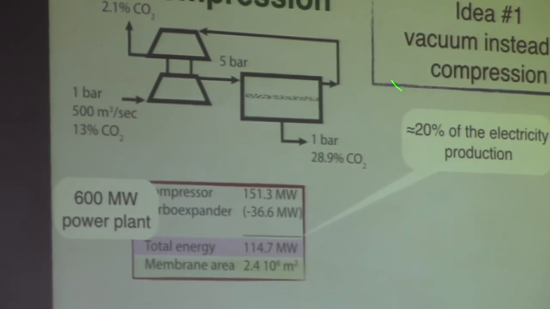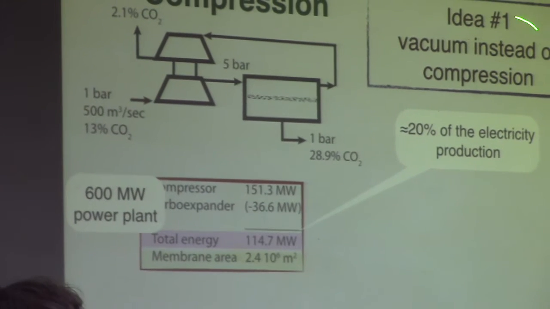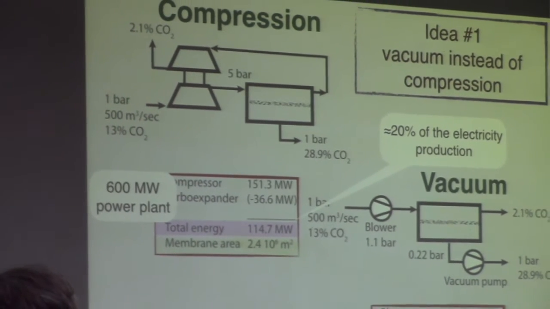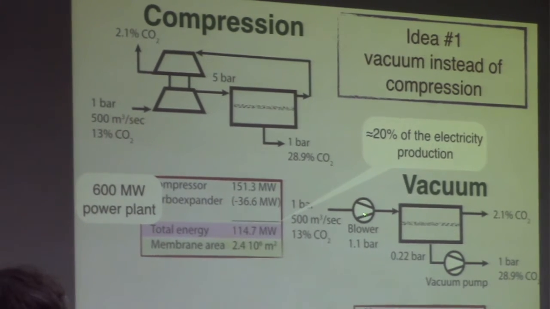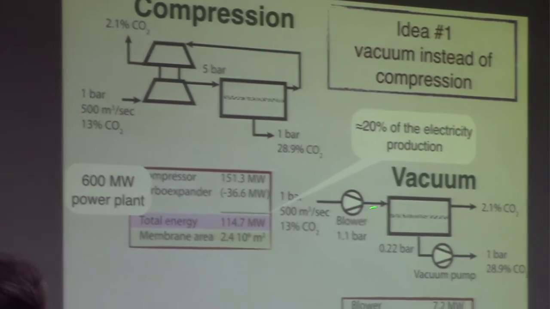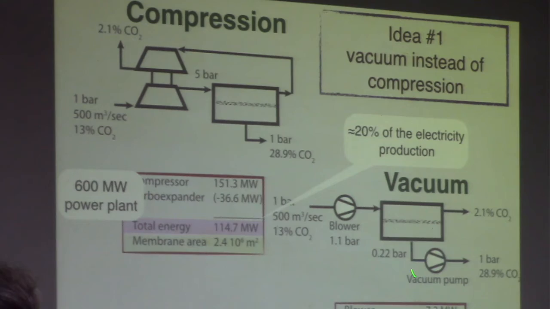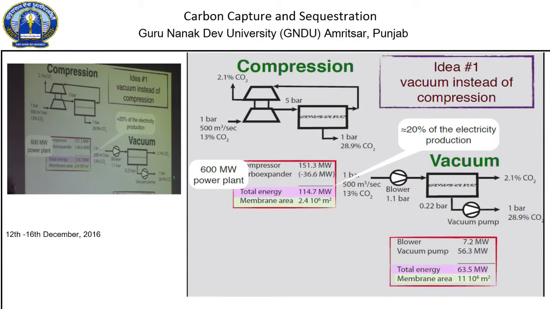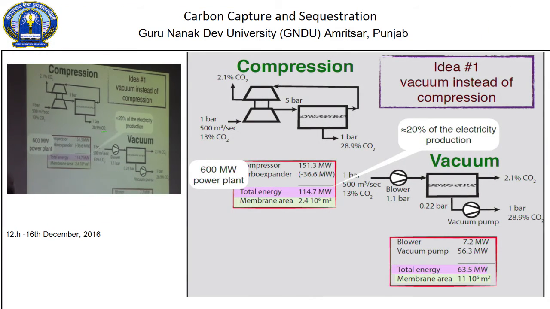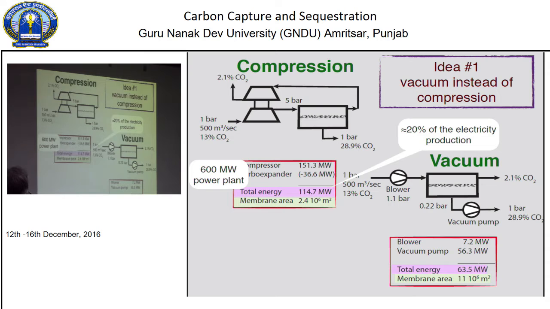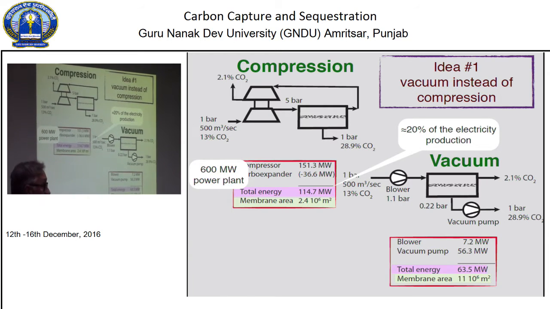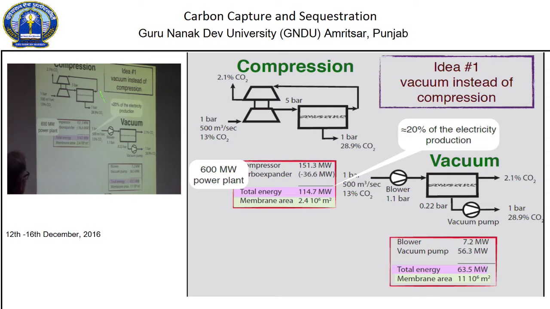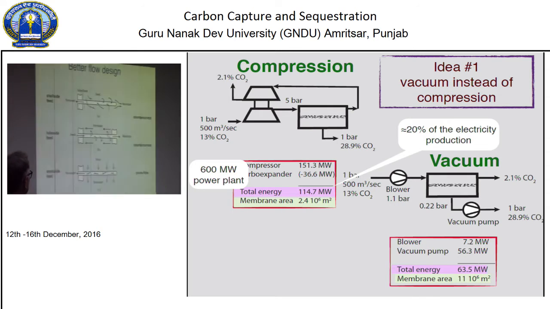So the idea that Richard Baker and his colleagues had was, let's use vacuum instead of compression. So here's that picture. Here comes the flue gas at 1 atmosphere, no compression, a little blower to just move the gas along. And now downstream, we're going to put a vacuum pump. And we get the same enrichment of CO2 as we did here. And look, its energy is half that, and the membrane area, though, is a little larger. Yeah? But nevertheless, in terms of energy consumption, the vacuum was a good idea.